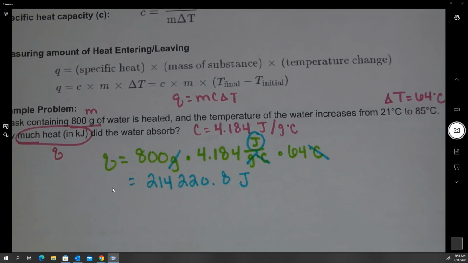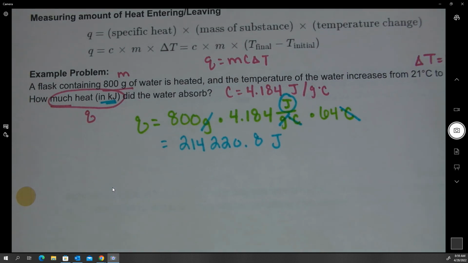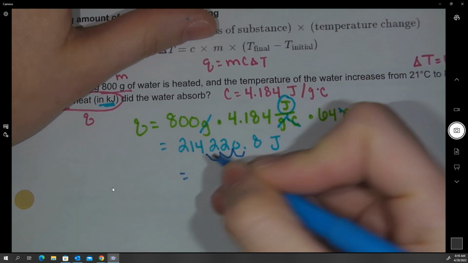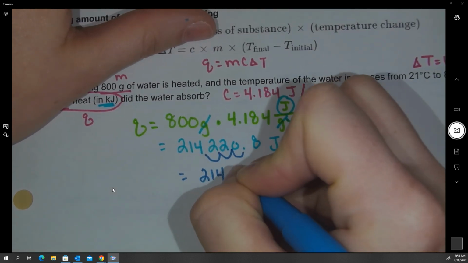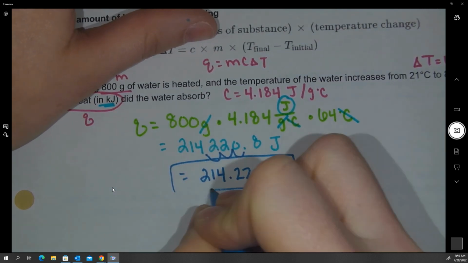Now, did the question ask for joules? No, the question's asking for kilojoules. Can I get kilojoules from joules? Yes. How do I do that? We're either going to divide by 1,000 or just move our decimal 3 spots to the left. So 1, 2, 3. This is really 214.22 kilojoules as our final answer.